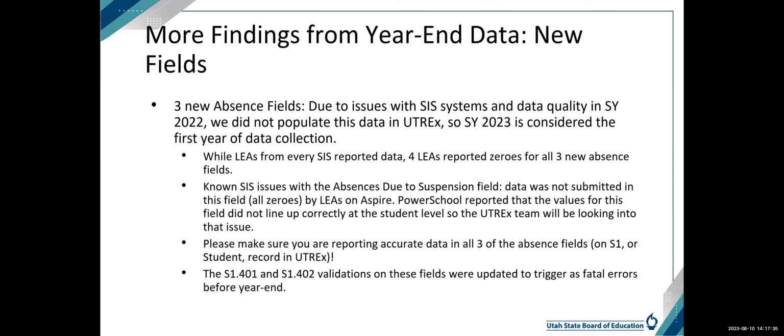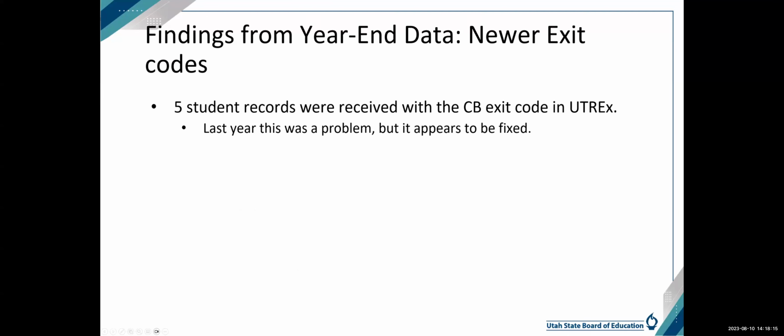And there are also some known issues with the absence due to suspension field. Data weren't submitted in this field, or they were just submitted as all zeros by LEAs on Aspire. And PowerSchool reported that the values for this field did not line up correctly at the student level. So the UTREX team will be looking into that issue. But as these issues are being addressed, please make sure that you're reporting accurate data in all 3 of the absence fields on the S1 or student record in UTREX. And the S1 401 and 402 validations on these fields were updated to trigger as fatal errors before year end.